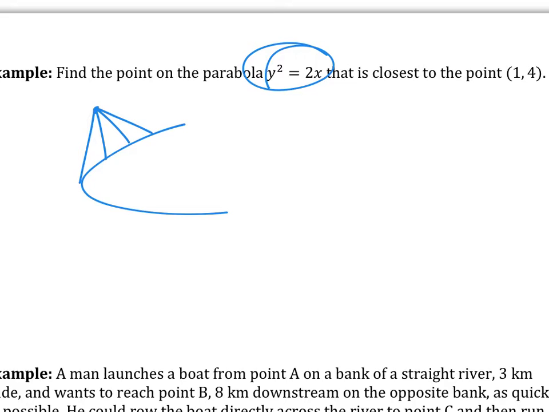So we have a parabola that's y squared equals 2x. And then we have a point that's (1, 4). We want to find the shortest distance to the parabola. That means we want the distance to be the smallest, so we need a formula for distance. Therefore, distance formula, and we want the minimum distance. Therefore, like Zach said, derivative.